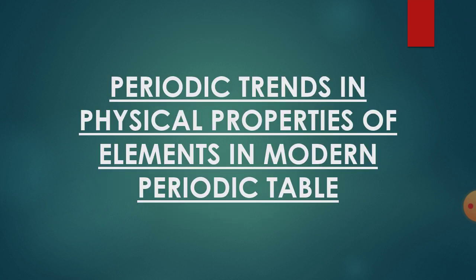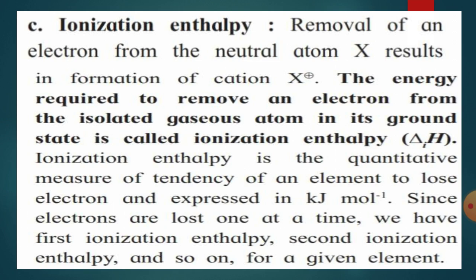In our previous lecture, we started the topic periodic trends in physical properties of elements in the modern periodic table. In that, we have completed atomic radii and ionic radii. Today we are moving forward towards ionization enthalpy.